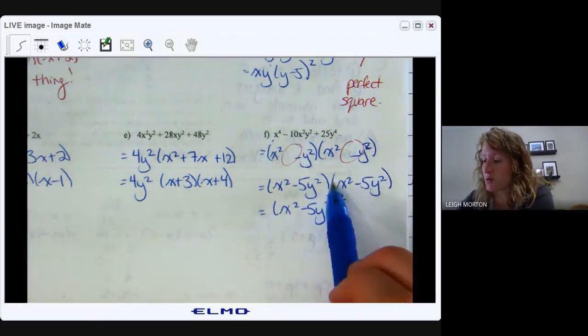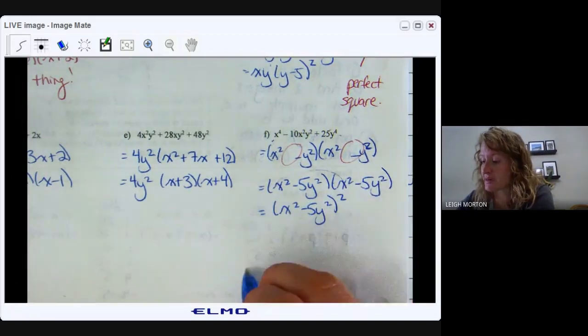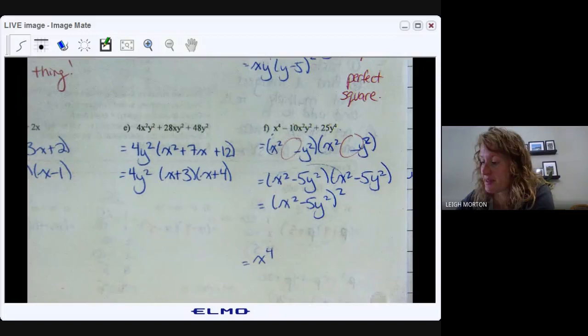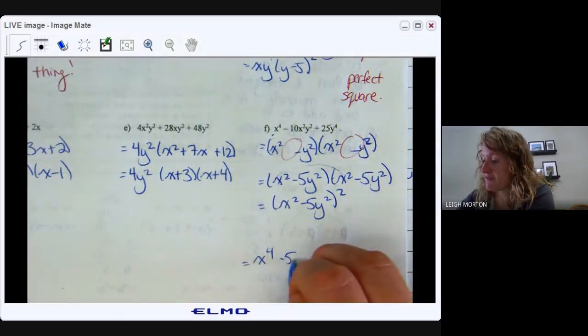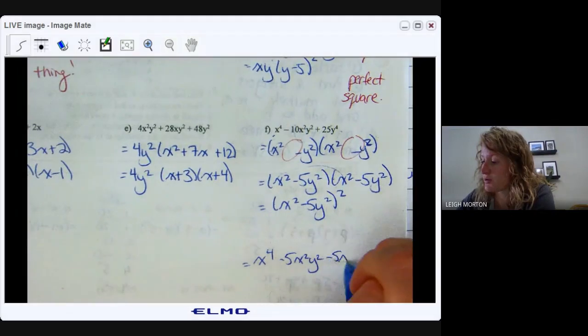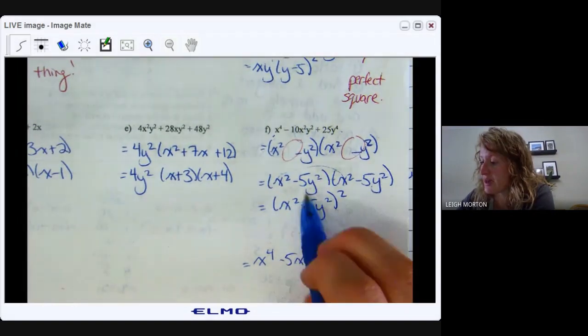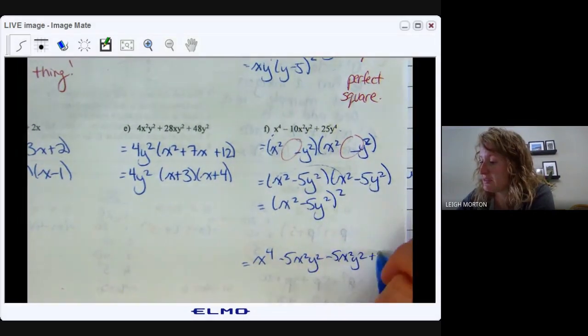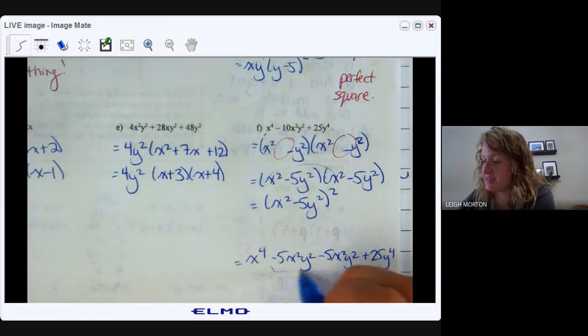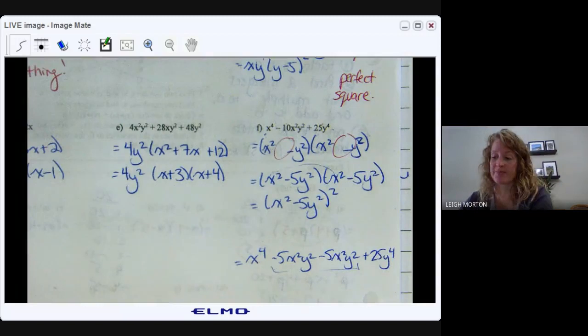But why does this work? Well, when I FOIL, x squared times x squared, we add the exponents, that's x to the power of 4. Then minus 5 x squared y squared, minus 5 x squared y squared, then plus 25 y to the power of 4. And then I would just simplify these to have negative 10 x squared y squared. So that's simple factoring.